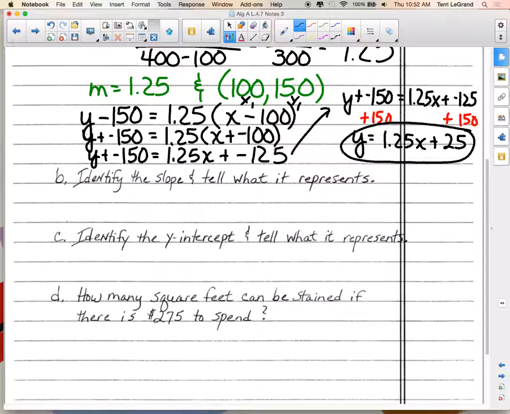Okay, this time we do have to tell what the slope and the y-intercept are. We have to write it out. So part B, identify the slope and tell what it represents. What is our slope? 1.25. That's 1.25 of what?